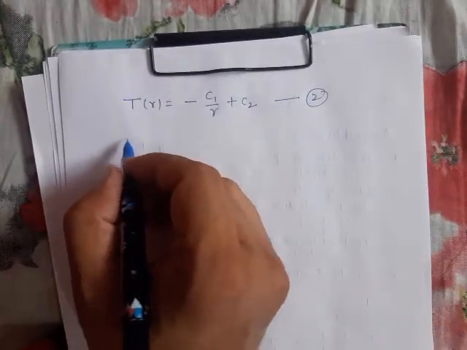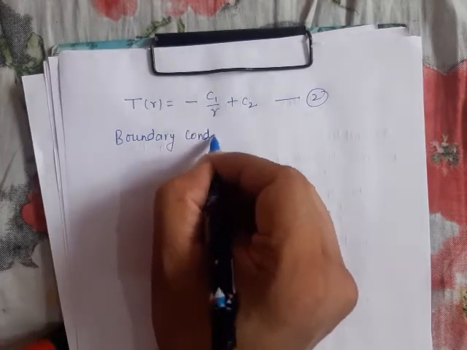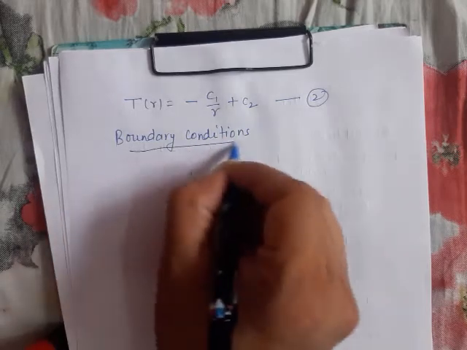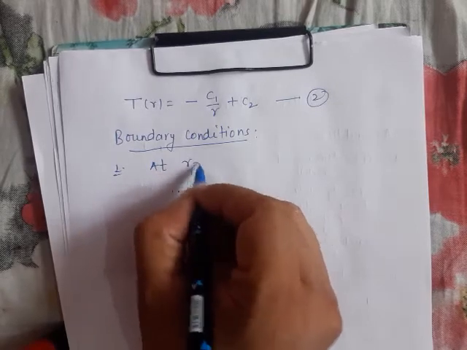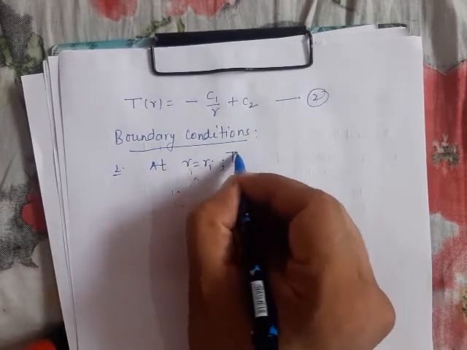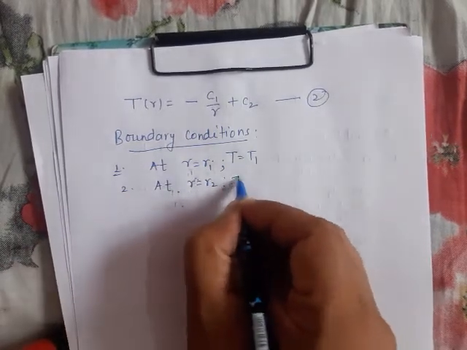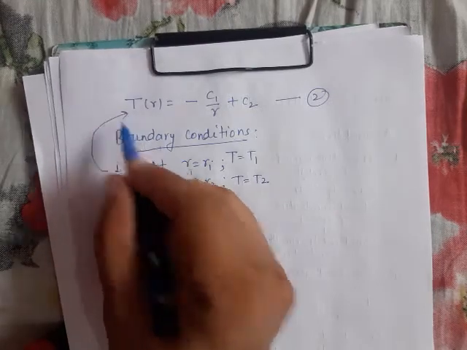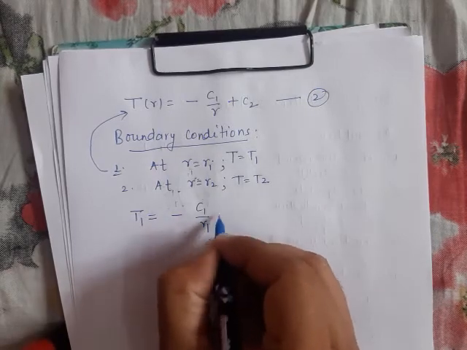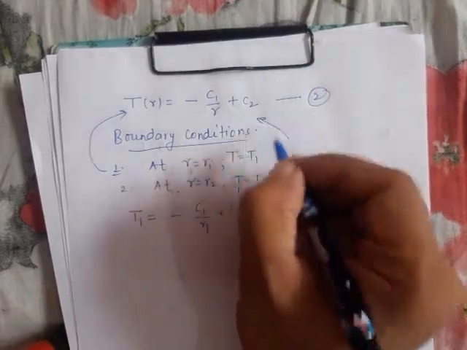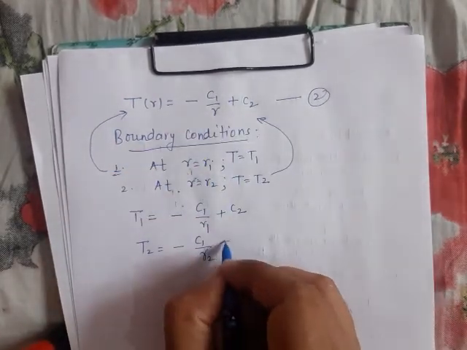Now we will again use the same boundary conditions. What are those boundary conditions? The first boundary condition is at r equals R1, temperature T equals T1, and the second boundary condition is at r equals R2, T equals T2. Now putting this in, we have T1 equals minus C1 upon R1 plus C2. Putting the second boundary condition, temperature is T2 and the radius is R2, T2 equals minus C1 upon R2 plus C2.